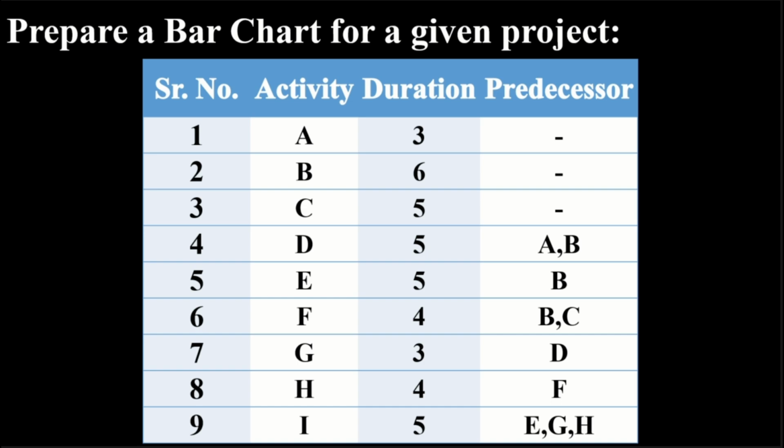Let's break it down. Activity column represents different tasks in the project. Predecessor activity shows which task must be completed before the next one can begin. Duration column indicates how long each task will take, in units of time, such as days or weeks.